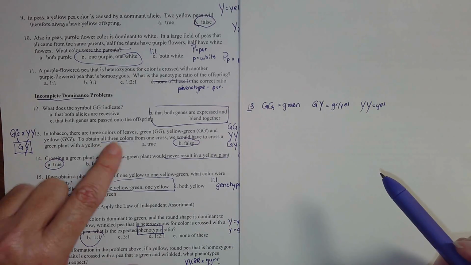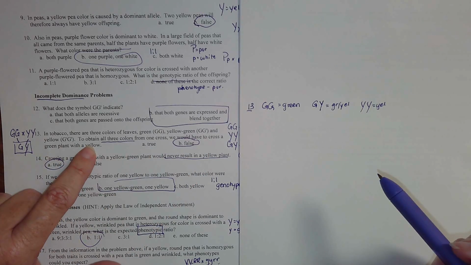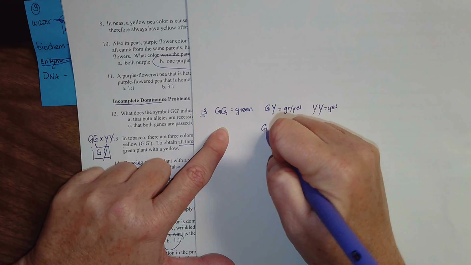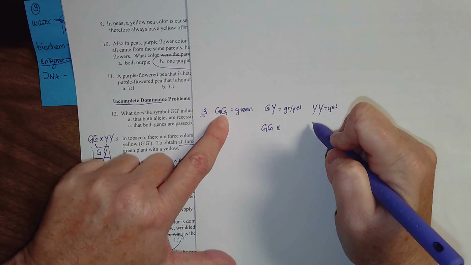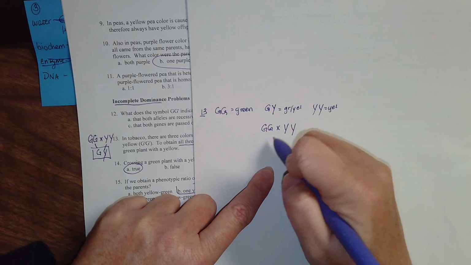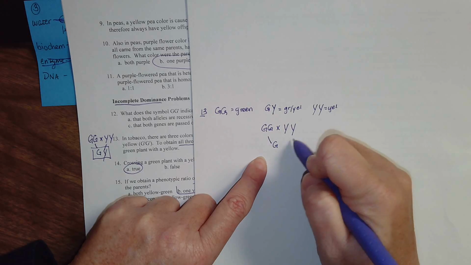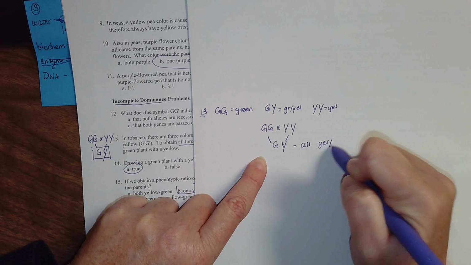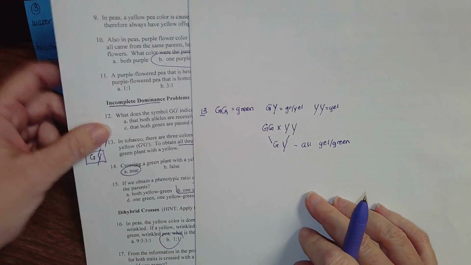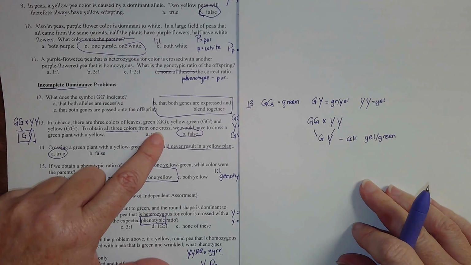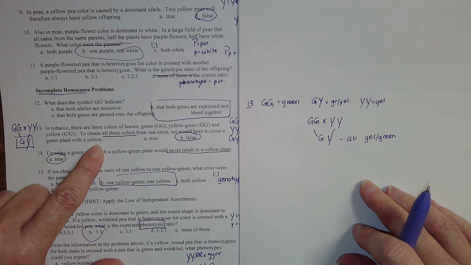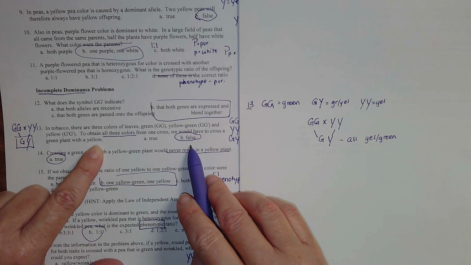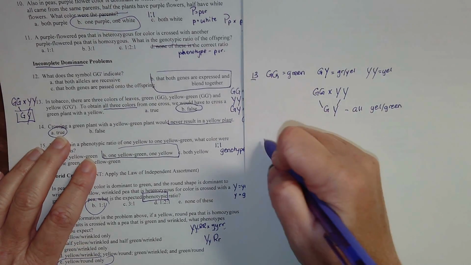All right, to obtain all three colors from one cross, we would have to cross a green plant with a yellow plant. I think the easiest way to illustrate how that question's answered is to take a green plant, show the parent cross. I'm crossing green with yellow. This parent can only contribute a green allele. This parent can only contribute a Y allele. So all the offspring are going to be yellow-green. Now go back to the question. To obtain all three colors, we would have to cross a green with a yellow. Well, I crossed a green with a yellow, and I sure didn't end up with all three colors, so that's false.